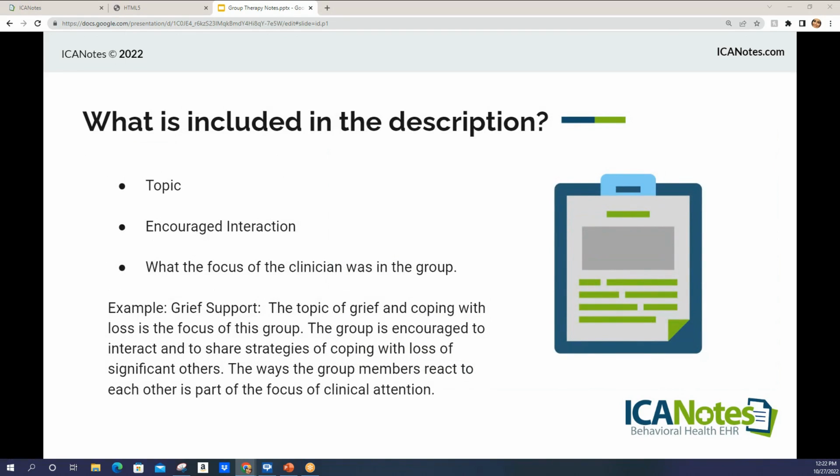Now, what you also need to include in the description is the topic, right? What are we talking about in this particular group? That we encourage interaction and what was the focus of the clinician in the group. And there's an example there of grief support. So what the topic is, what the group was encouraged to do, they're encouraged to interact, share strategies of coping with loss, and some of the ways that the group members reacted to each other, right? How did they react to each other? So that's really important in putting that in the description part.